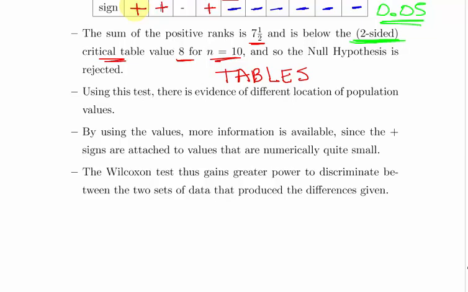This is like comparing the Wilcoxon test to the sign test, since the positive signs are attached to values which are numerically quite small. The Wilcoxon test thus gains greater power to discriminate between two sets of data that produced the differences given.